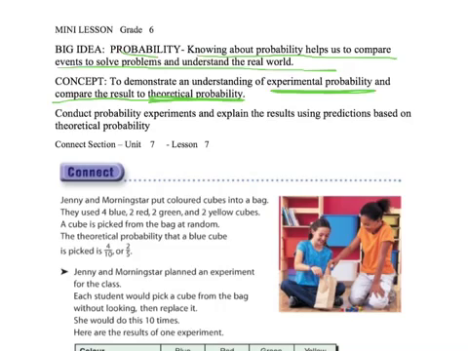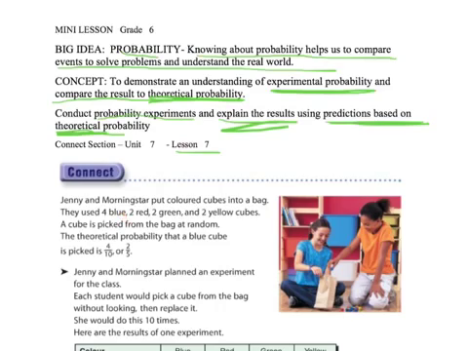You will be conducting probability experiments and explaining the results using the predictions, and making predictions based on, in theory, the theoretical probability, what should have happened. This is lesson 7. All right, taking a look at the Connect section, we have Jenny and Morningstar, who put colored cubes into a bag.